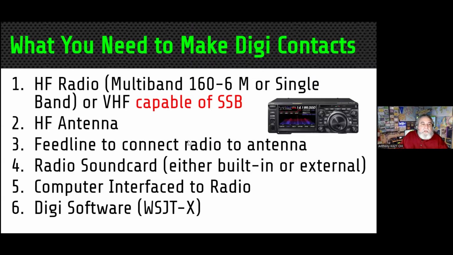So what do you need? You need an HF radio or a VHF radio that's capable of single sideband. You need an HF antenna, a feed line to connect the radio to the antenna, a radio sound card, whether it's either built in or external, a computer interface to the radio, and digital software such as WSJT-X.